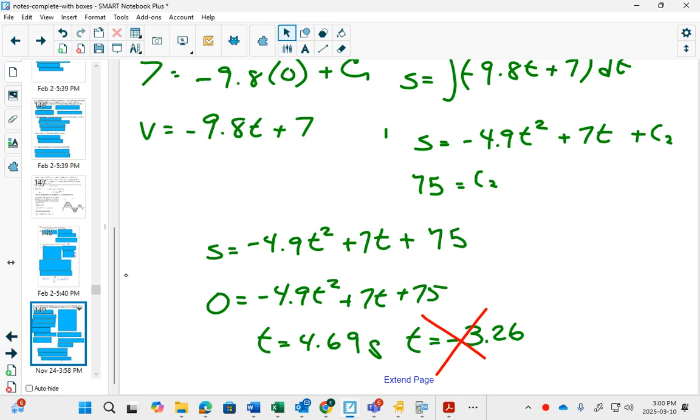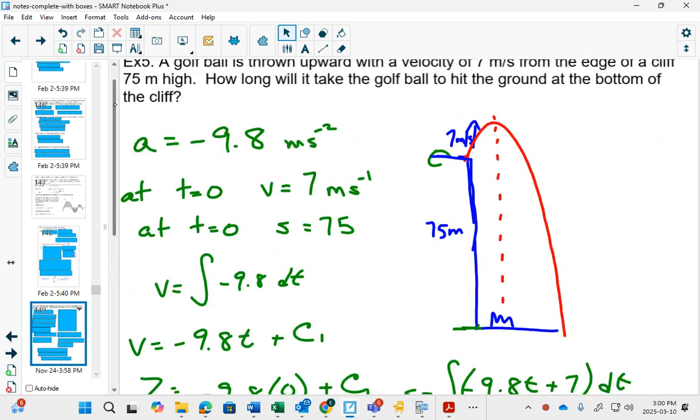No formulas needed whatsoever. Just integration and our initial conditions, and we can create all the equations that we like. This is one using gravity. Okay? So it is still required that you know gravity.